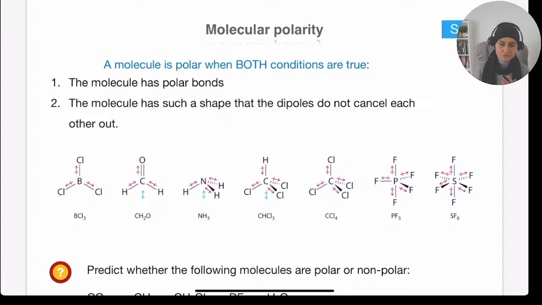If you know vectors from math, you can treat the dipoles as vectors. If you add those vectors and you end up with 0, that's a non-polar molecule. If it's not 0, that's polar. If you have no idea what vectors are, just think about the shape. If the molecule has polar bonds and the shape is not symmetrical, then the molecule would be polar.